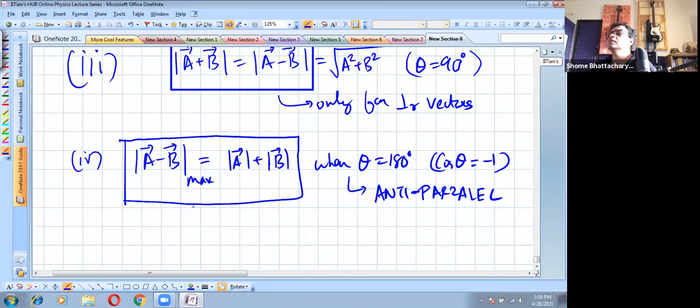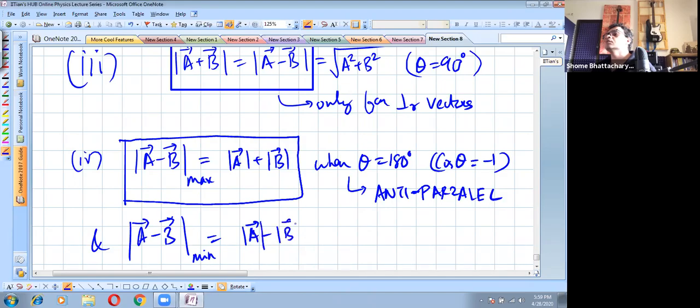When two vectors are anti-parallel, A minus B has the maximum magnitude, whereas A plus B at that time has the minimum magnitude. And similarly, for the minimum, the opposite: when will the minimum value of A minus B occur? When is the difference minimum? It is when they are parallel vectors, and at that time it becomes the difference of mod A minus mod B. So this happens when theta is equal to 0, or they are parallel vectors.